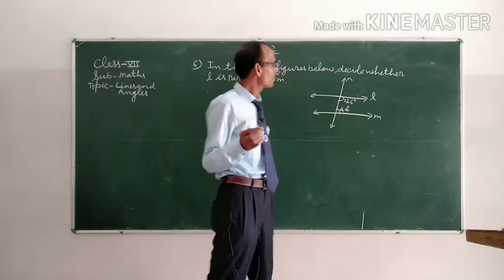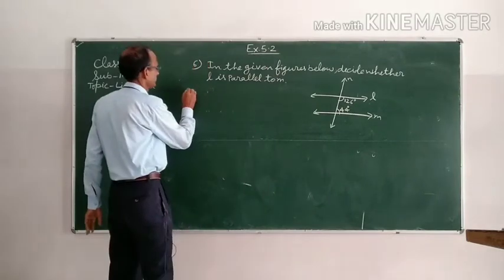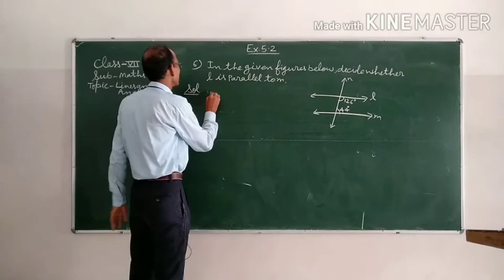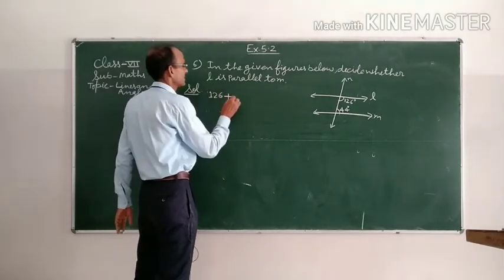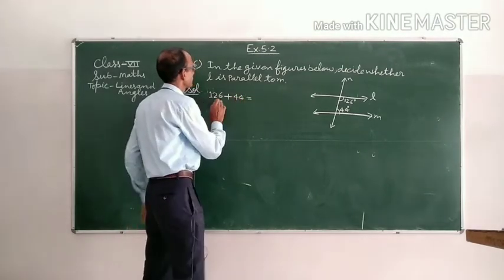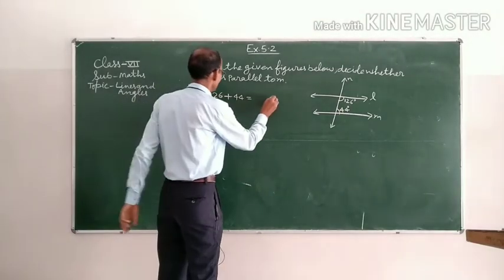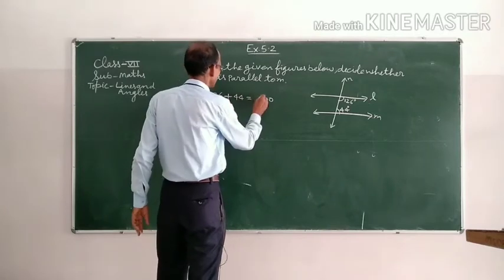First we will find the sum of these two angles. 126 degree plus 44 degree is equal to, 126 plus 44 will be how much? 170 degree.